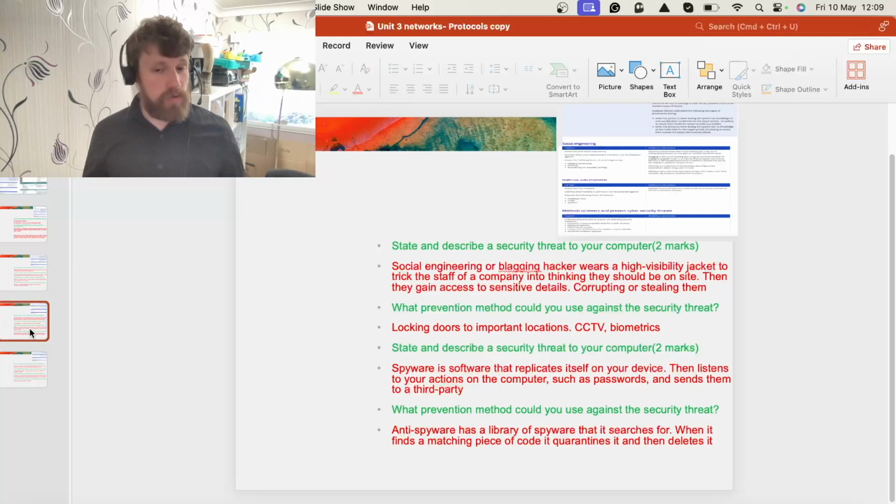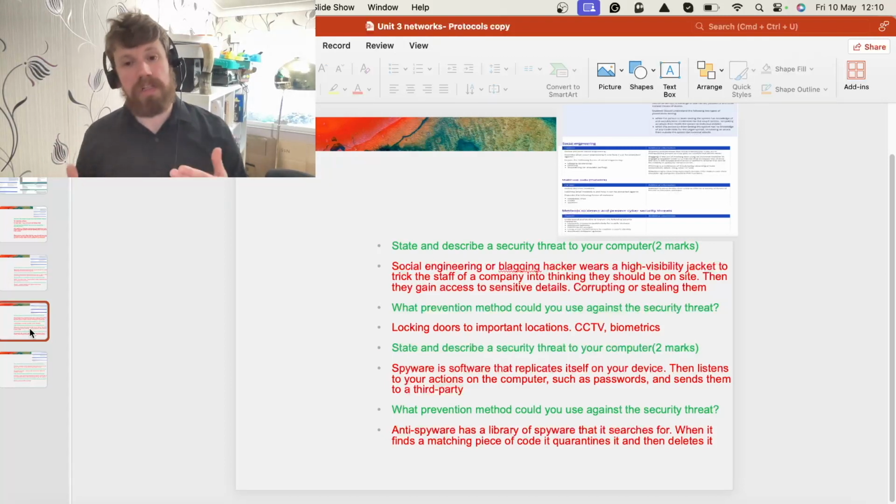The prevention method, and I know some of these sound a little bit stupid, but they are quite common, is locking doors to important locations. So maybe you have the server room locked. CCTV, biometrics, so that's fingerprint scanners, eye scanners, things which make it more difficult for people to simply just walk in. The next one is spyware.